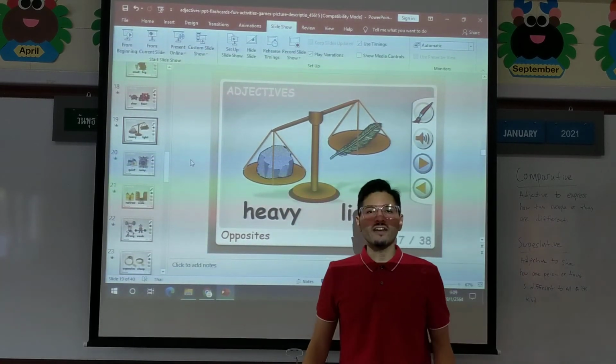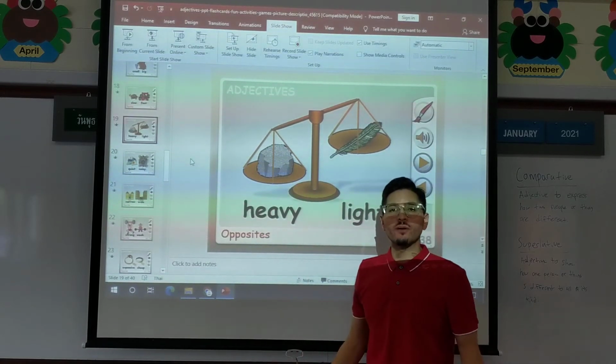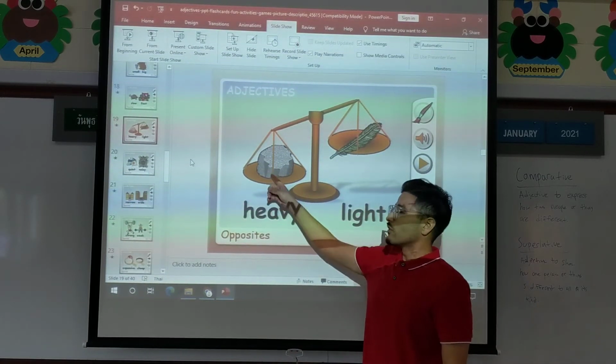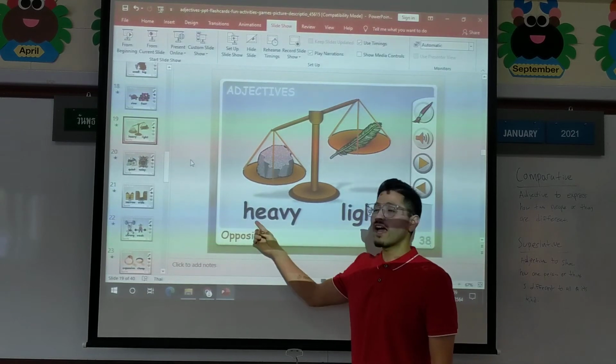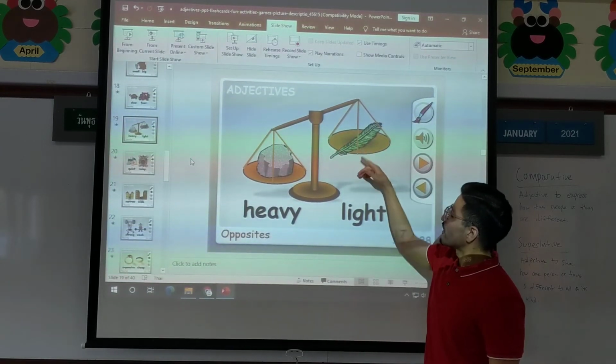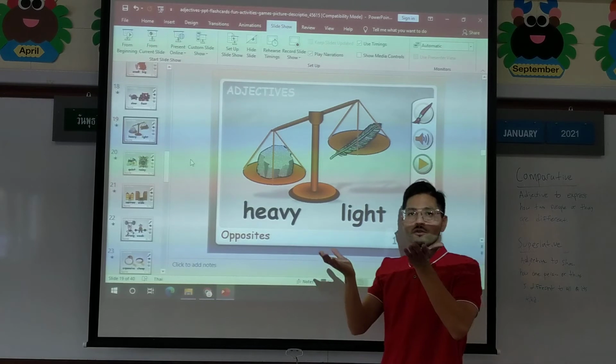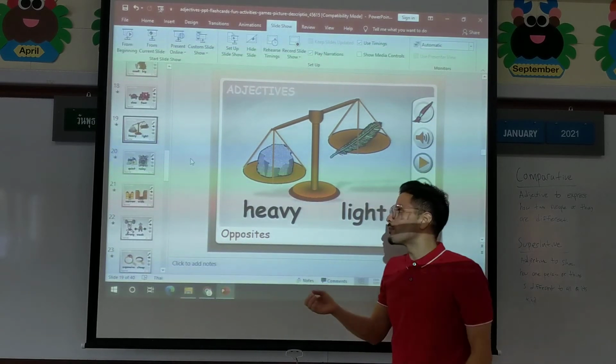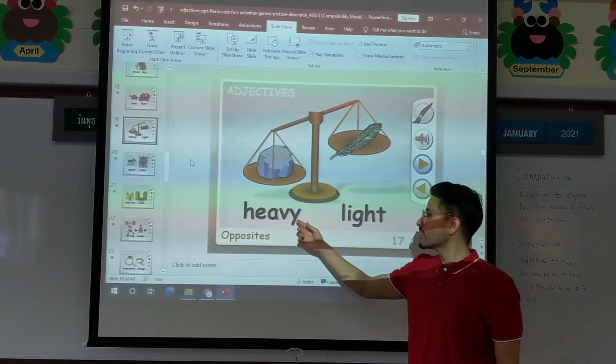Now this adjective has to do with the weight of something. How much does it weigh? The rock or the stone is heavy, and you can see the feather is light. So the rock goes down, the feather goes up. Heavy, and the opposite is light.